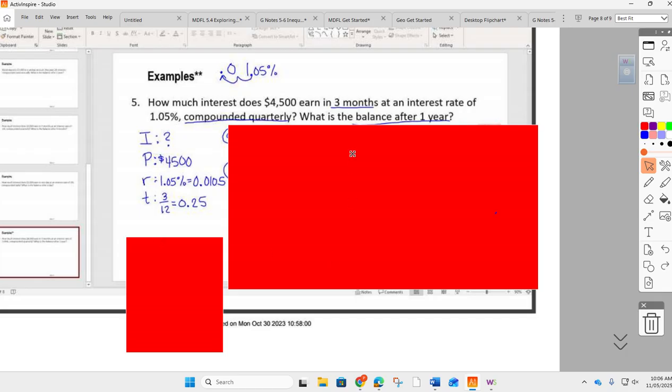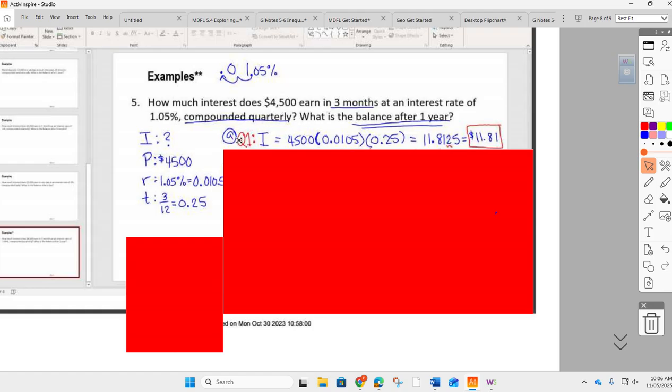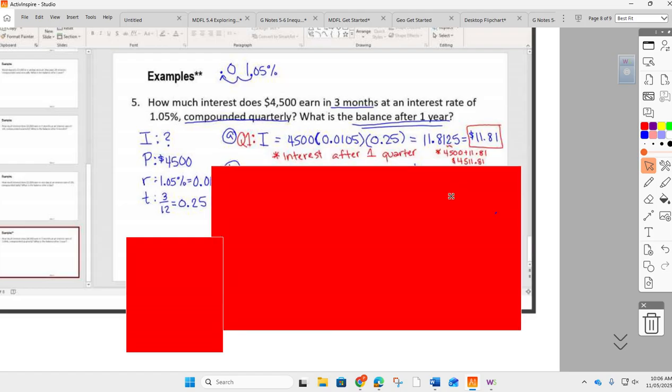So for the first 3 months interest, and to find the balance after a year, we have to always start with the first compounding period, find its interest. Pretty straightforward, 4,500 times the rate times that quarterly compounding. And so we're rounding to the 1. That's less than 5, so we're going to drop all that off. It's $11.81 in interest. So that's our first answer, right? So that answers this question.